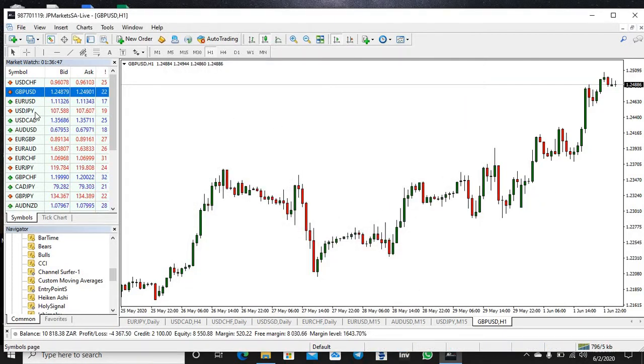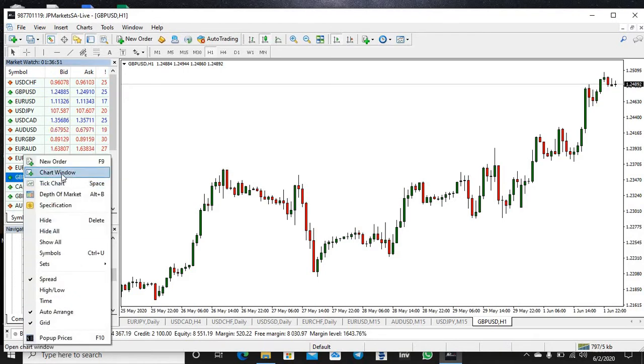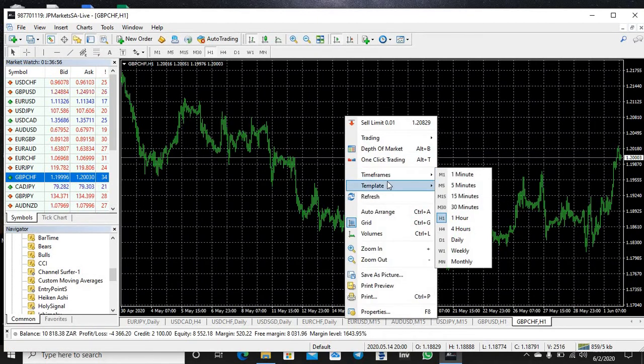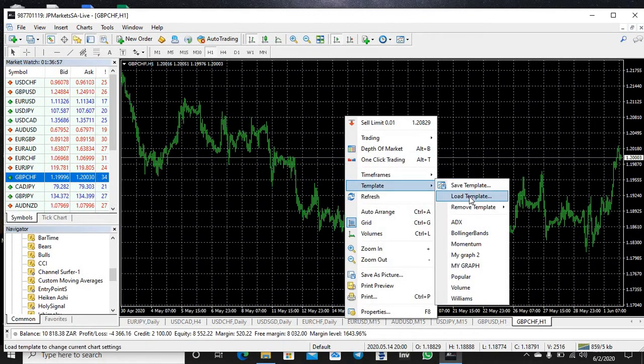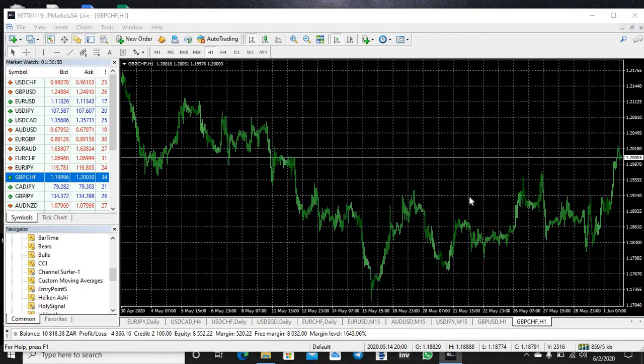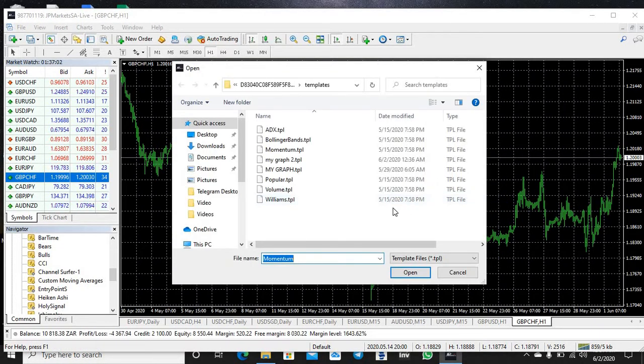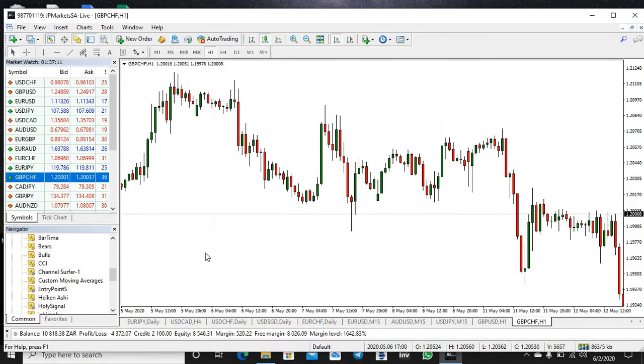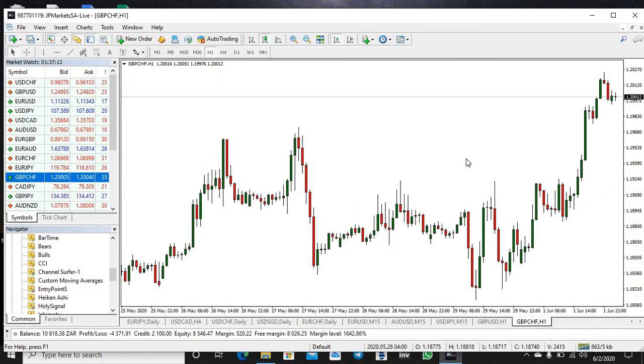So whenever you're opening any other pair, just to give you this example, you can just go to templates and then load template, then you go to my graph 2 and then you say open. So you just change it very fast. Something that's a bit cool to use and know, right? That's not the purpose of the video though.